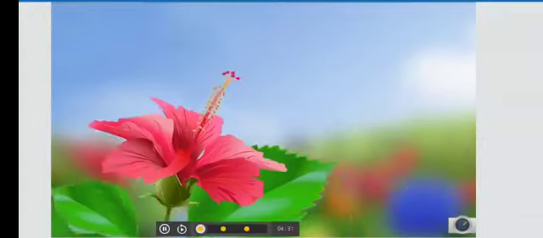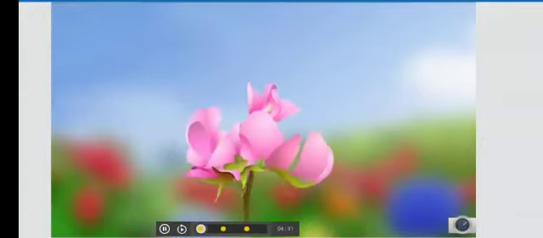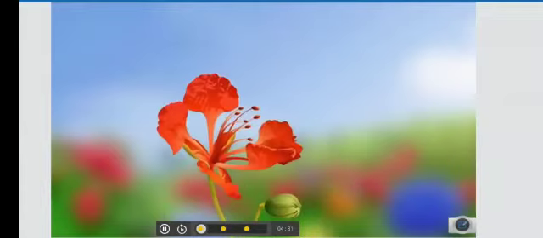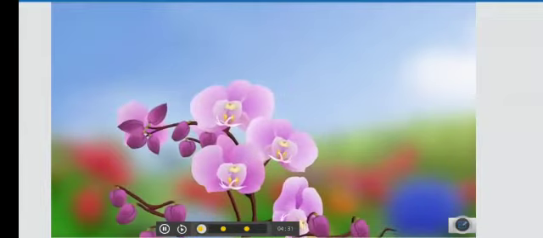Flowering plants are a delight to look at when in full bloom. Do you know what role flowers play in these plants? Let's find out.